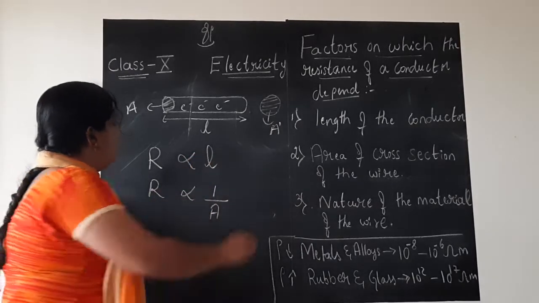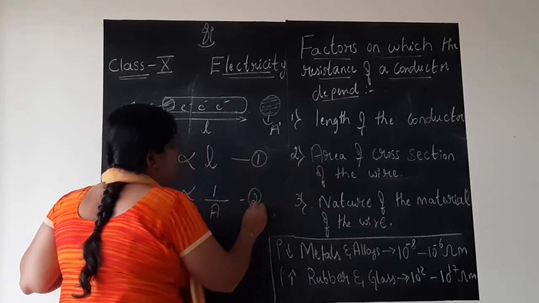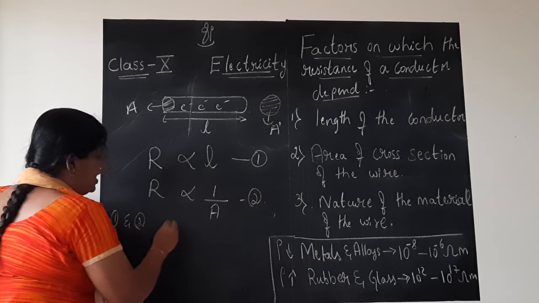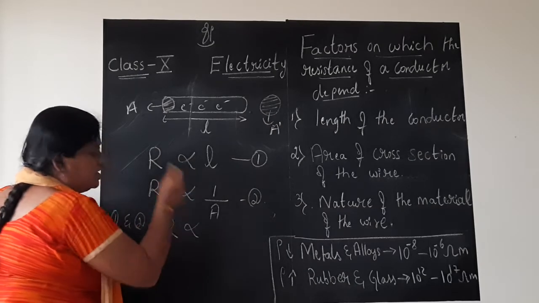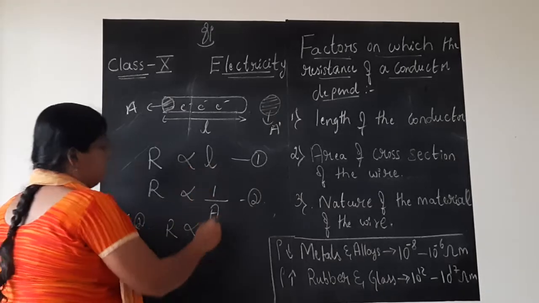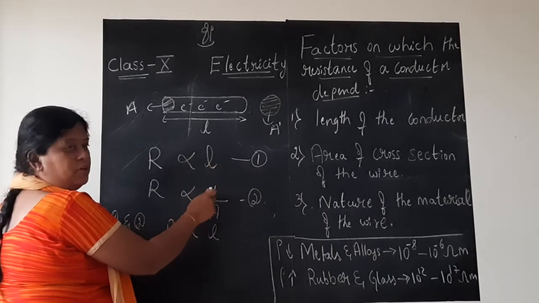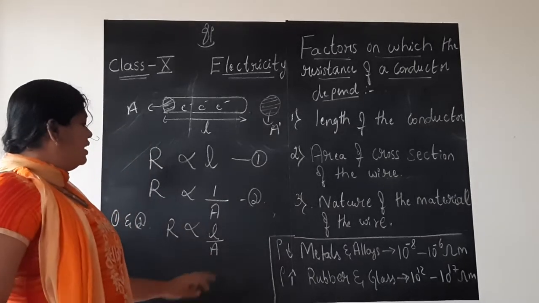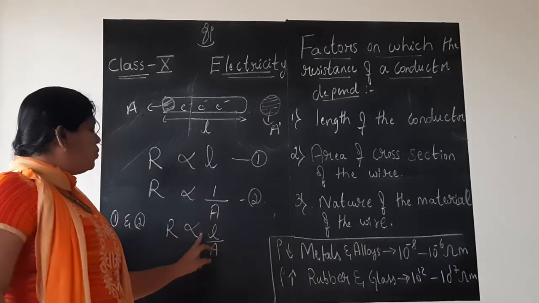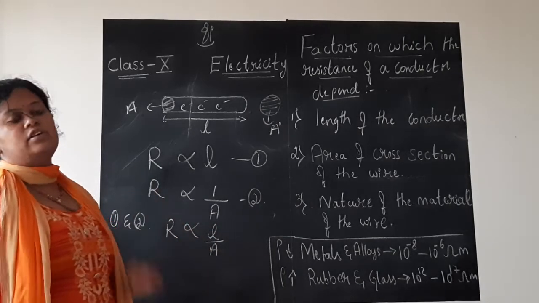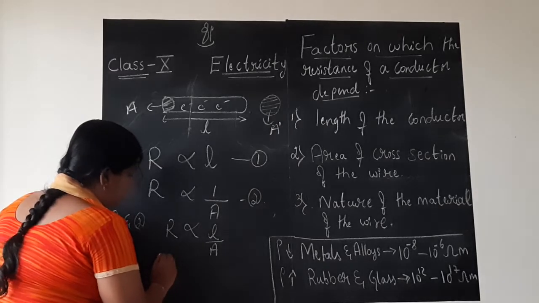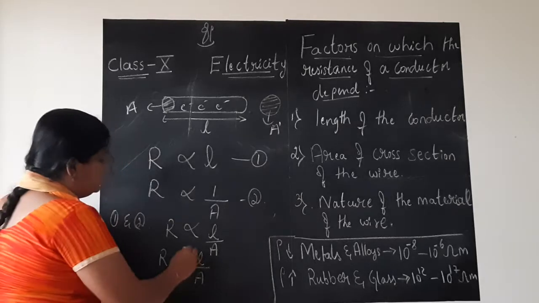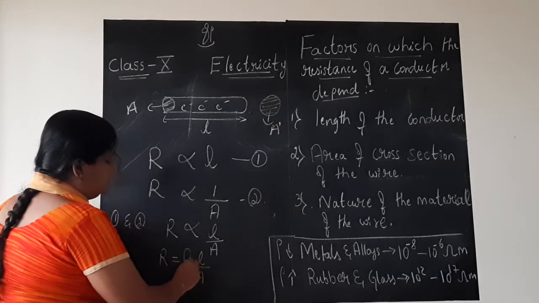Now, if you call this equation 1 and this equation 2, and combine 1 and 2, what do you get? On the LHS, R remains the same. This proportionality symbol I will retain as it is. Here I have length, and I have just multiplied L into 1 by A of the second equation. So I get L by A. To remove the proportionality symbol, we should put an equal sign and introduce a constant. So R is equal to rho L by A, and the constant we are introducing is rho.